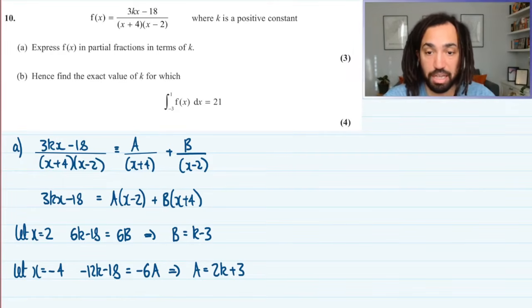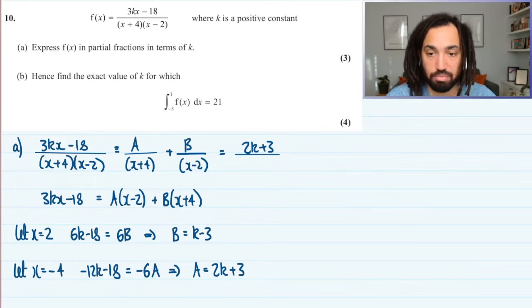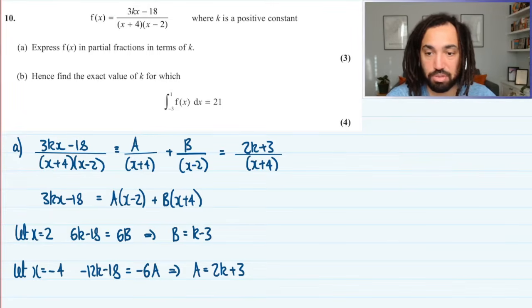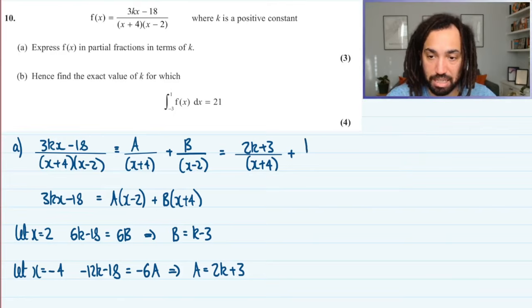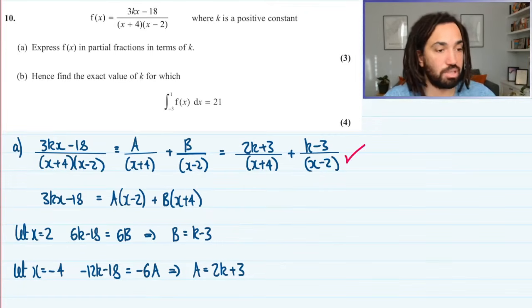Perfect. So up here we can say that the a is 2k plus 3 over the bracket of x plus 4, and b is k minus 3, which is over the bracket of x minus 2. Okay, so there we go. That is expressed as partial fractions.